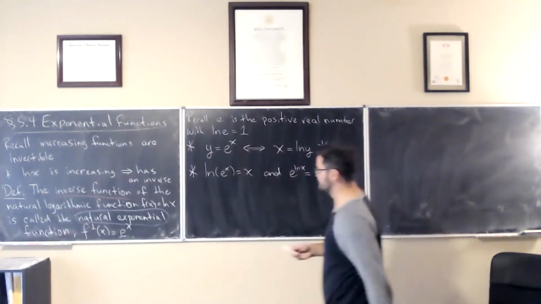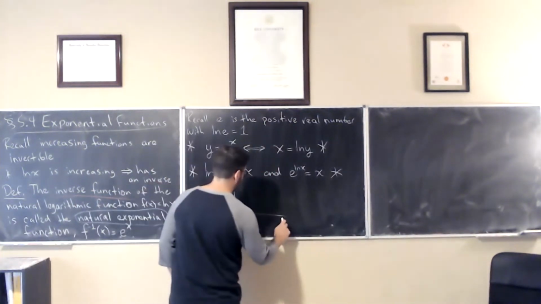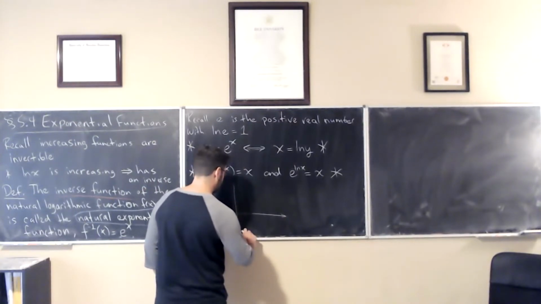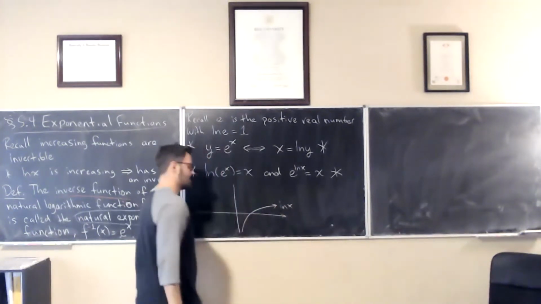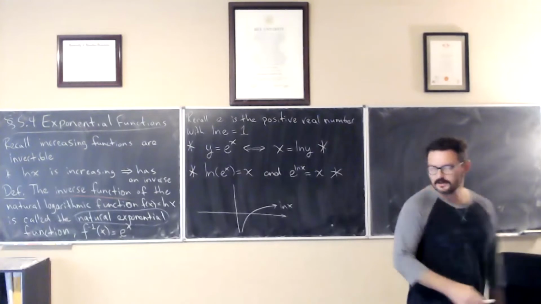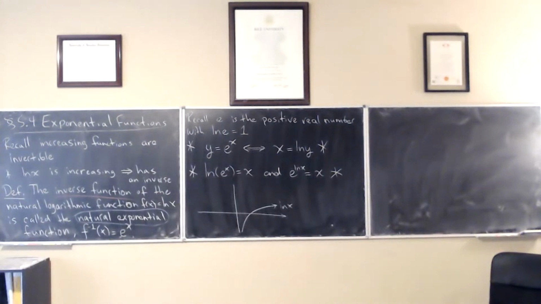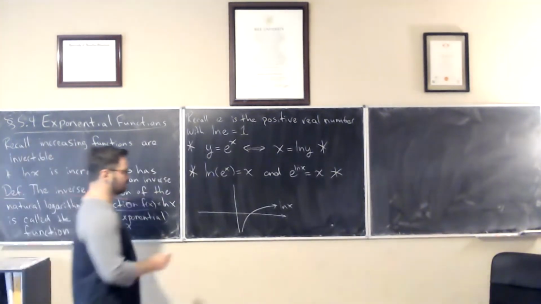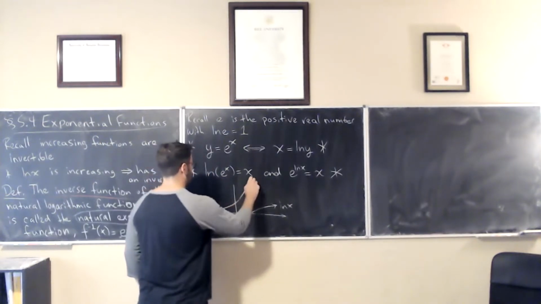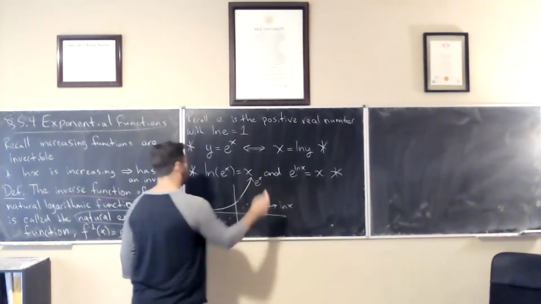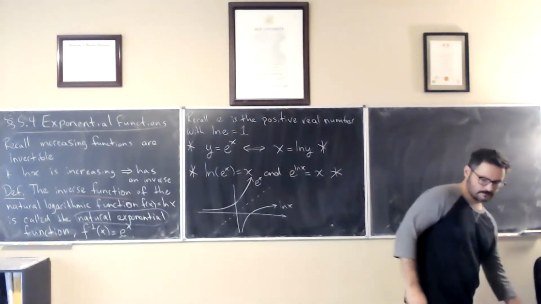What's more is that we know that the natural log function looks something like this. And when we were studying inverses, we saw that the inverse function's graph will be reflected over the line y equals x. So this would be exponential e. Okay.